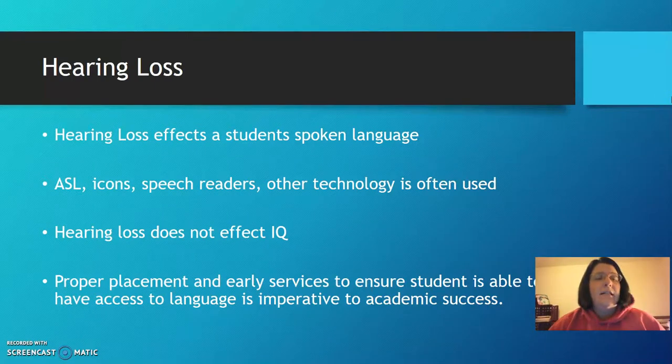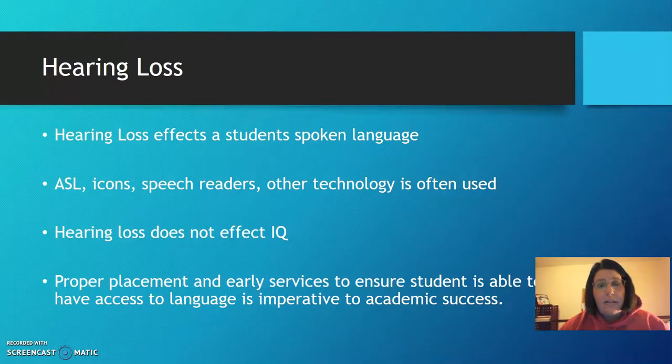Hearing loss is the next exceptionality that was covered in the book. Hearing loss can affect a student's spoken language, American Sign Language, icons, speech readers, and other technology. And technology right now is fabulous. Even our phones, if you pick up a phone, you can have text-to-speech on pretty much any website. So technology has a lot of different applications. So much easier, so much better.